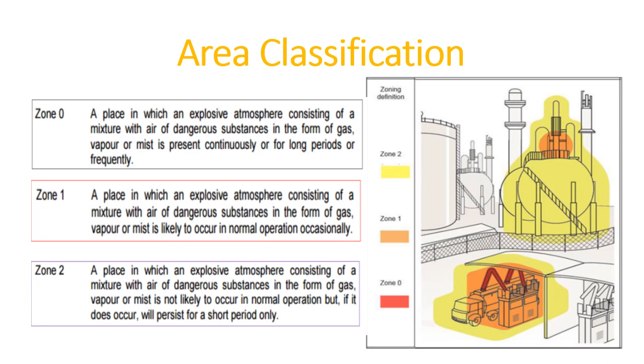If you have any difficulty in understanding this concept, don't worry, we will again revisit this topic example-wise and with a case study. So don't worry about it. For the time being, just remember that there are three zones: zone 0, zone 1 and zone 2. In zone 0, the probability of presence of hazardous mixture is more. In zone 1 compared to zone 0, it is less, and zone 2 is further less.